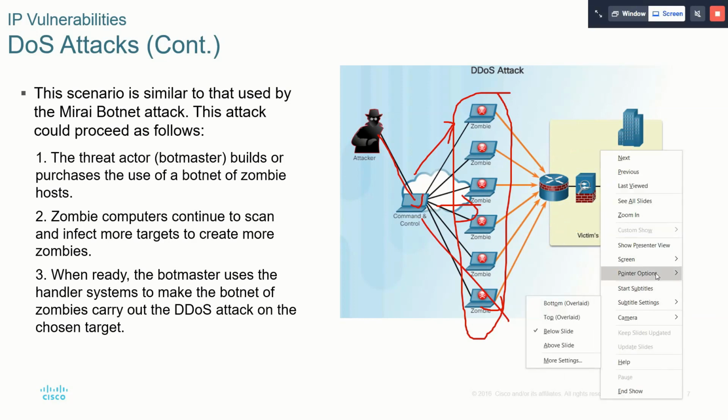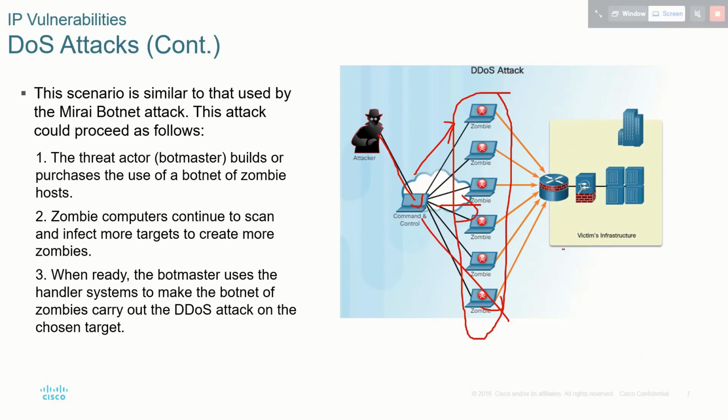Attack a victim infrastructure. Okay, so at the end of the day that is a denial of service attack. This is even more, called a distributed denial of service attack, where they take over many devices and then attack at the same time. So a lot of traffic goes to that target.